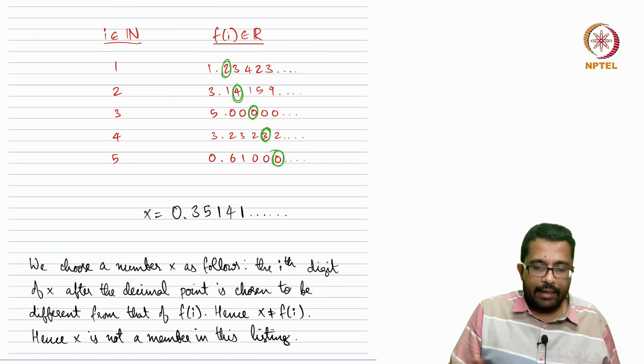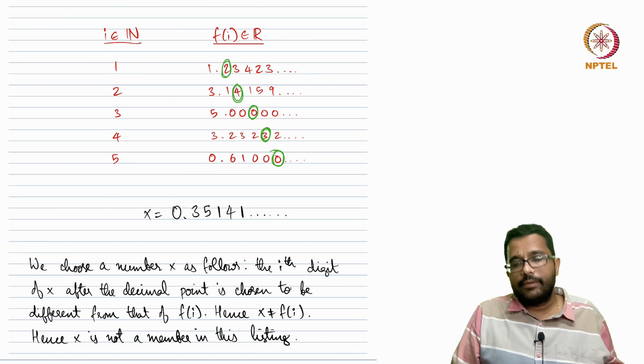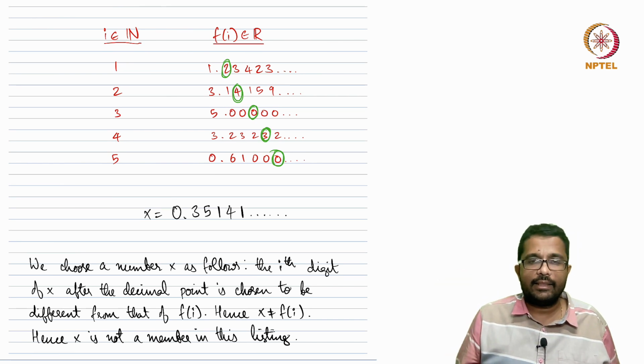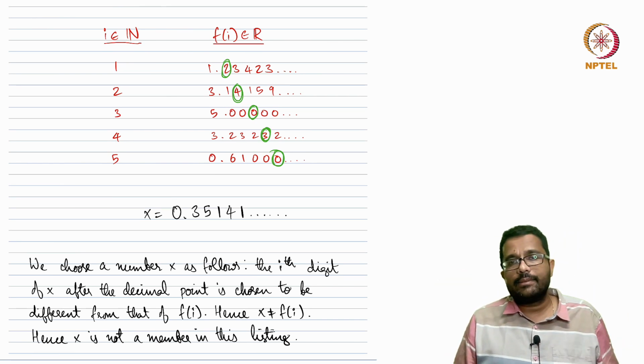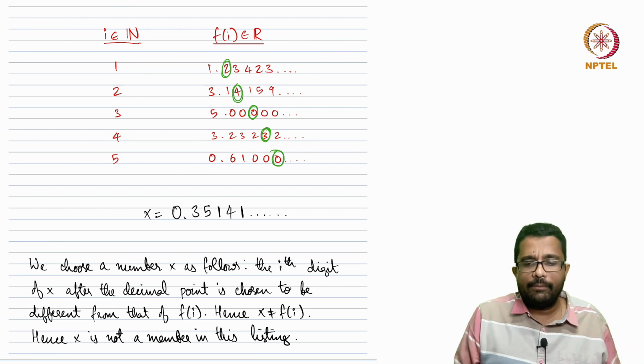Now you ask me, is x the same as any number in this listing? No, because let's say you take the 50th number in this listing. Now x will differ from the 50th number in the 50th digit after the decimal point. X will differ from the 100th number in the 100th digit after the decimal point. So x is going to be different from all the numbers in this listing.